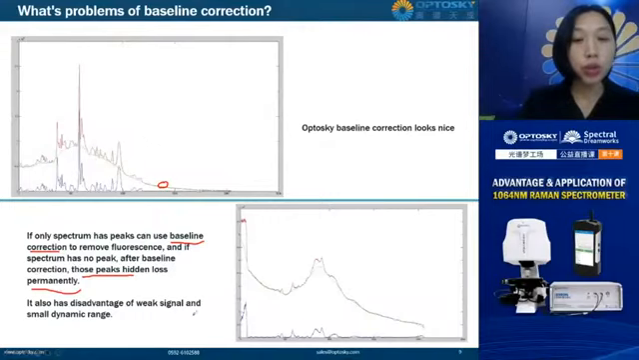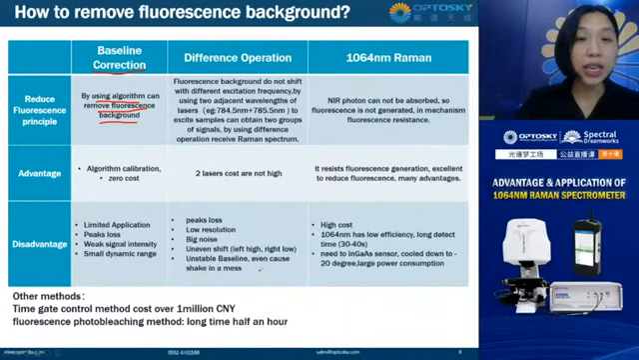And also like this spectrum, we know that this has a strong fluorescence background. And this peak is very weak, the signal is very weak, and the dynamic range is very small. So we sum up: although baseline correction has the advantage of zero cost, it has the disadvantages of limited application, peak loss, weak signal intensity, and small dynamic range.